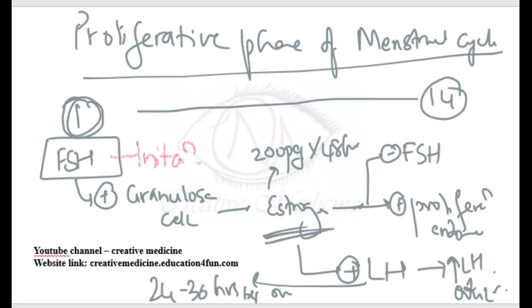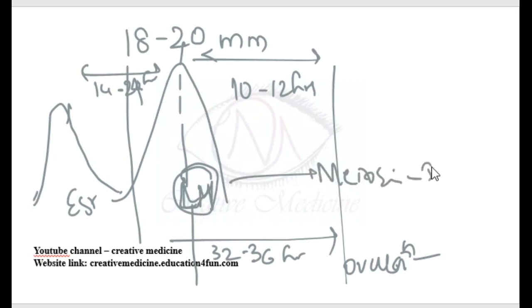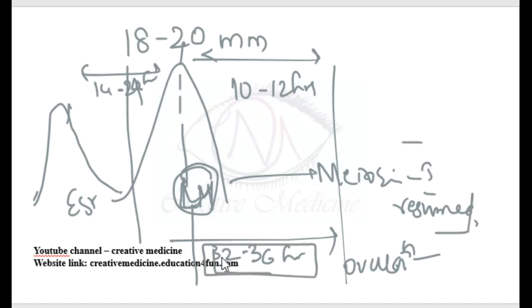Before ovulation, there is both a luteinizing hormone and a follicle stimulating hormone surge. But ovulation occurs mainly due to the luteinizing hormone surge only. Meiosis 1 is resumed due to the luteinizing hormone surge. That is, meiosis 1 is resumed 32 to 36 hours before ovulation.